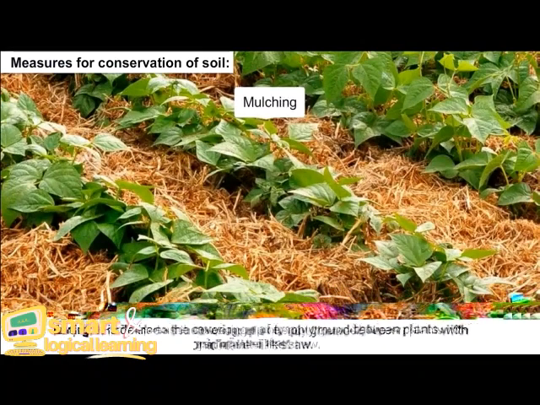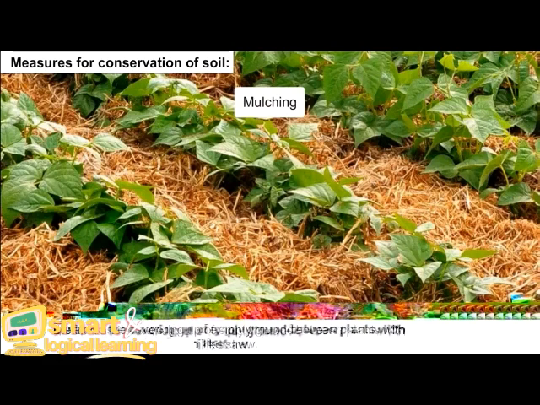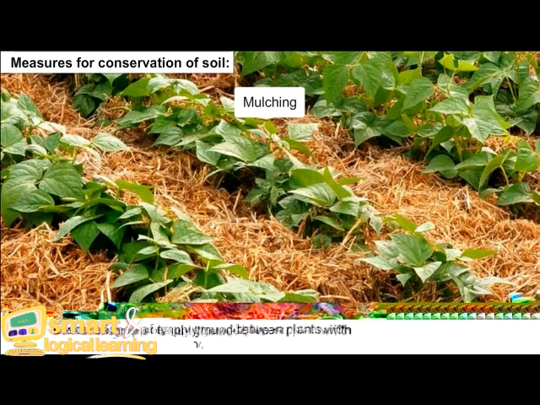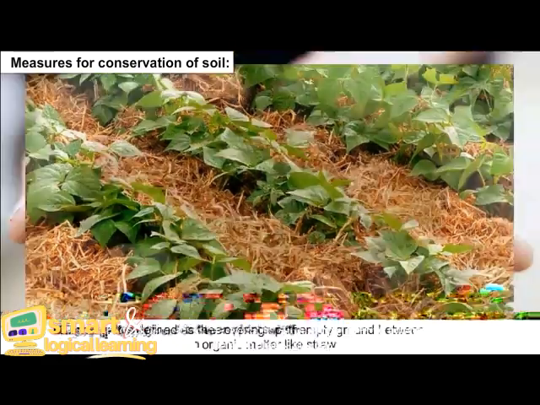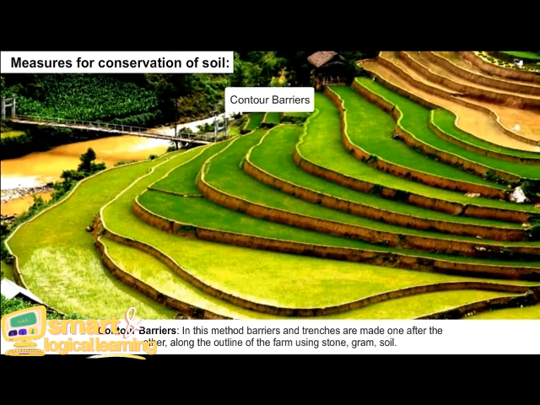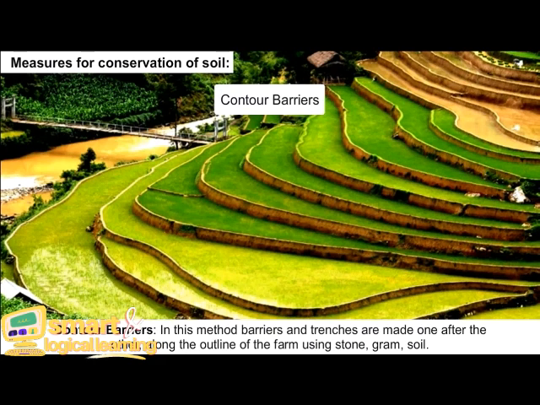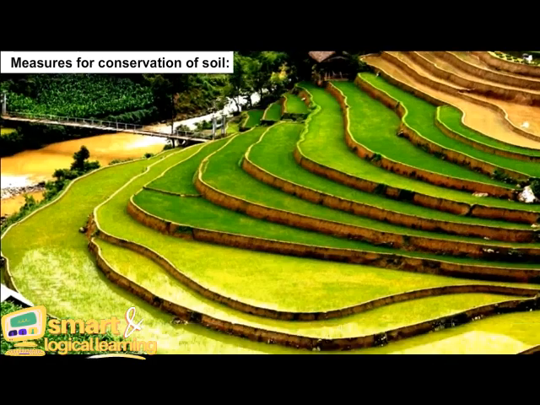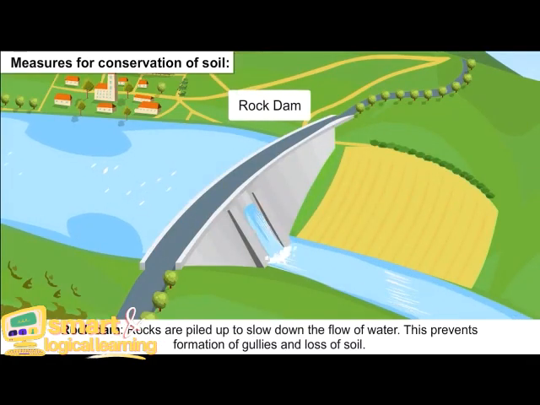Mulching. It is defined as the covering up of empty ground between plants with organic matter like straw. Advantage: helps to retain soil moisture. Contour barriers. In this method, barriers and trenches are made one after the other along the outline of the farm using stone, grass, soil. Rock dam. Rocks are piled up to slow down the flow of water. This prevents formation of gullies and loss of soil.